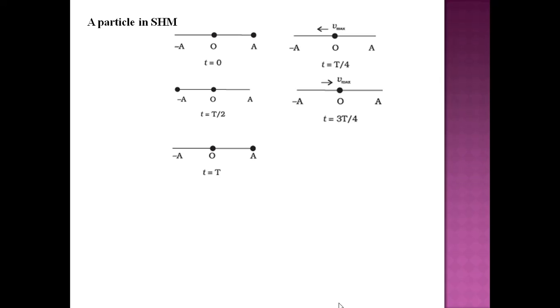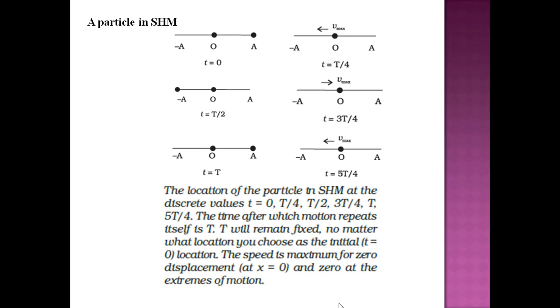The particle starts from capital A at t equal to 0. After 1/4 of the time, it comes to the center. Then at half period, it comes to minus A. Then at 3/4 of the time, it goes back to O. And at completion of one full time period, it reaches its initial position A. Now what happens for the next 1/4? For the next 1/4, it again repeats its motion and comes to O. So this is periodic motion, or this type of motion is called simple harmonic motion.